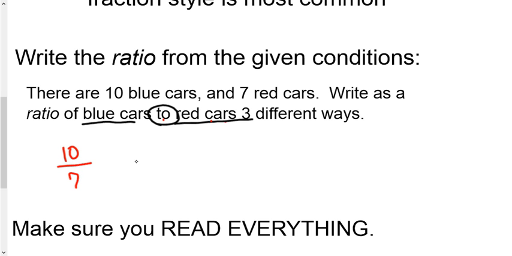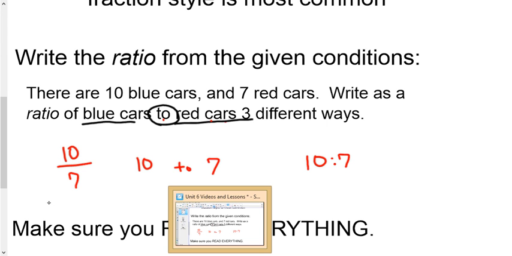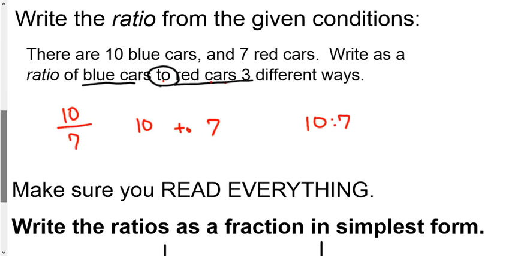How can I write that in another way? How about 10 to 7? So there's the second way. And how about the third way? There we go. That's it. That's all you have to do. Make sure you read these very carefully though, because sometimes they'll tell you the exact order they want. If they had said red cars to blue cars, I just would have flipped the 7 on top and the 10 on the bottom. And same thing, I just would have flipped signs with all of those. Make sure you read everything.